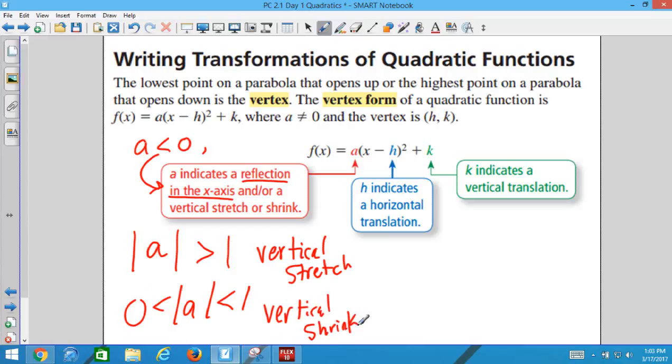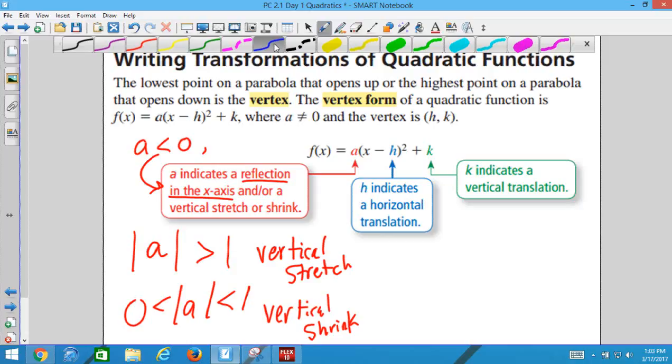You know why we have to say vertical? Because we're doing vertical stretches and vertical shrinks. We're not doing horizontal stretches and horizontal shrinks, but there is such a thing. So you need to say which one it is, because there is a horizontal also. And yes, everything would be backwards.